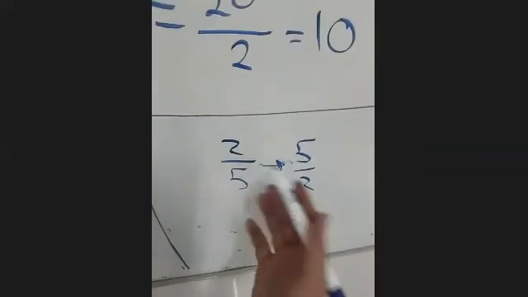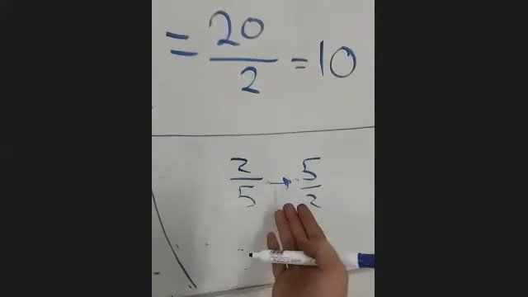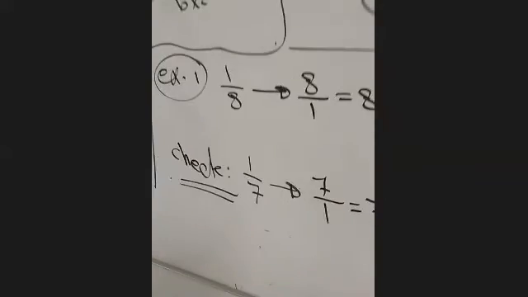So just put an arrow. The reciprocal of this is this, but not equal. Do not put equal between the fraction and its reciprocal. Got it, Najm?